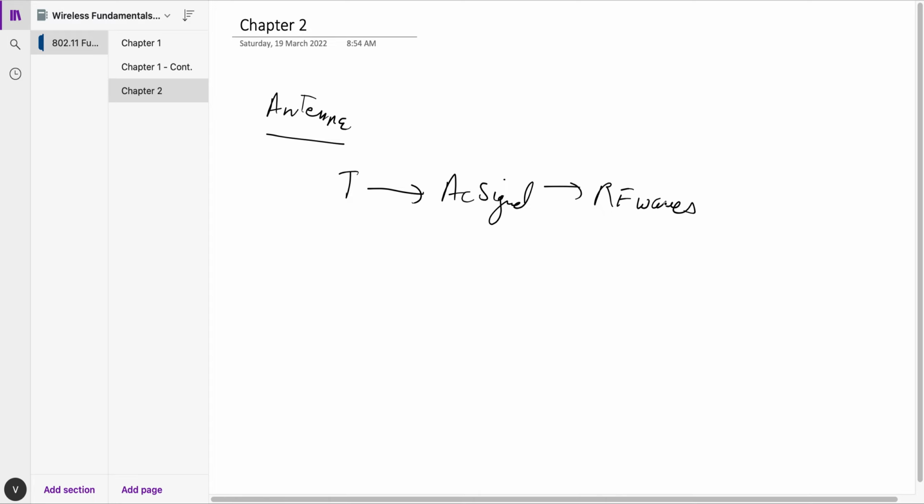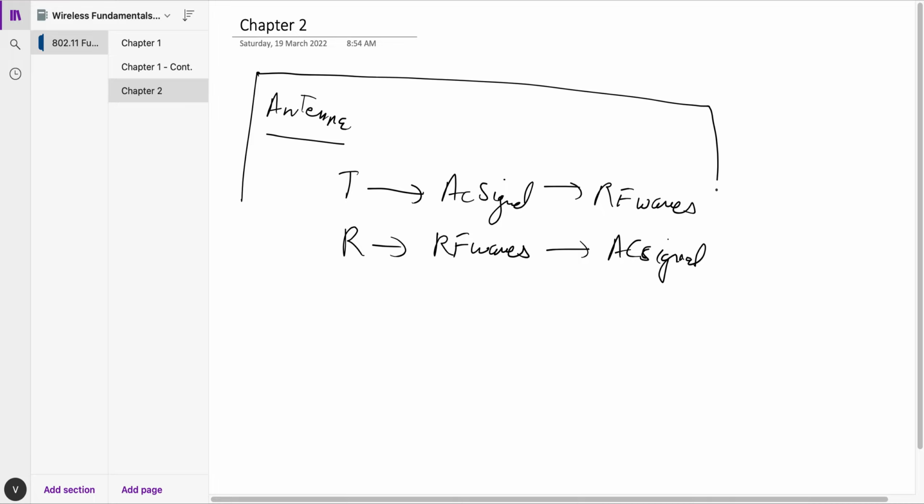Quick recap of what antennas really are from the last video. An antenna is a device that, when connected to a transmitter, converts the AC signal to RF waves. And when connected to a receiver, it converts RF waves into an AC signal. That's what we did in the last video as well, right? If you remember, this is the job of an antenna.